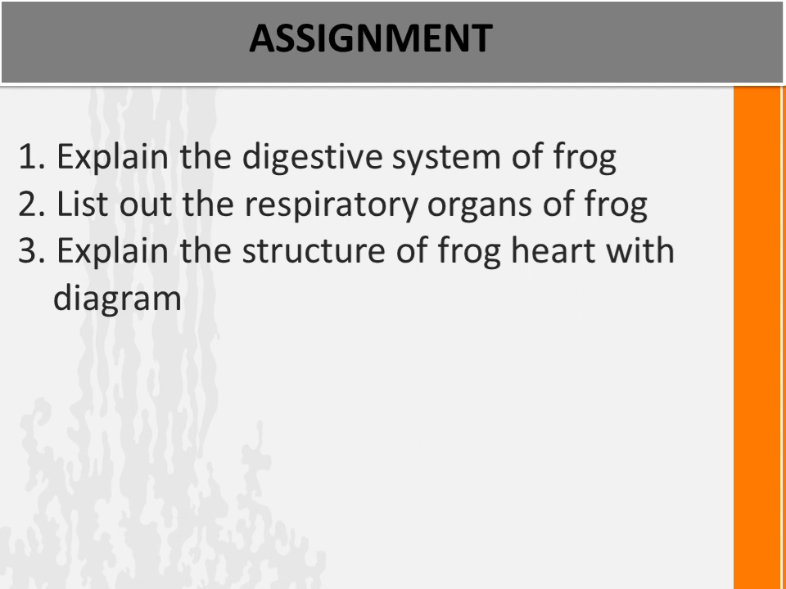So here I have given only three questions as 5-mark questions. The first question is: explain the digestive system of frog. That also you have to give with a diagram. The second question: list the respiratory organs of frog. There are three types of respiration that take place: cutaneous respiration, buccal respiration as well as pulmonary respiration. Fine. Third question: explain the structure of frog heart with a diagram.